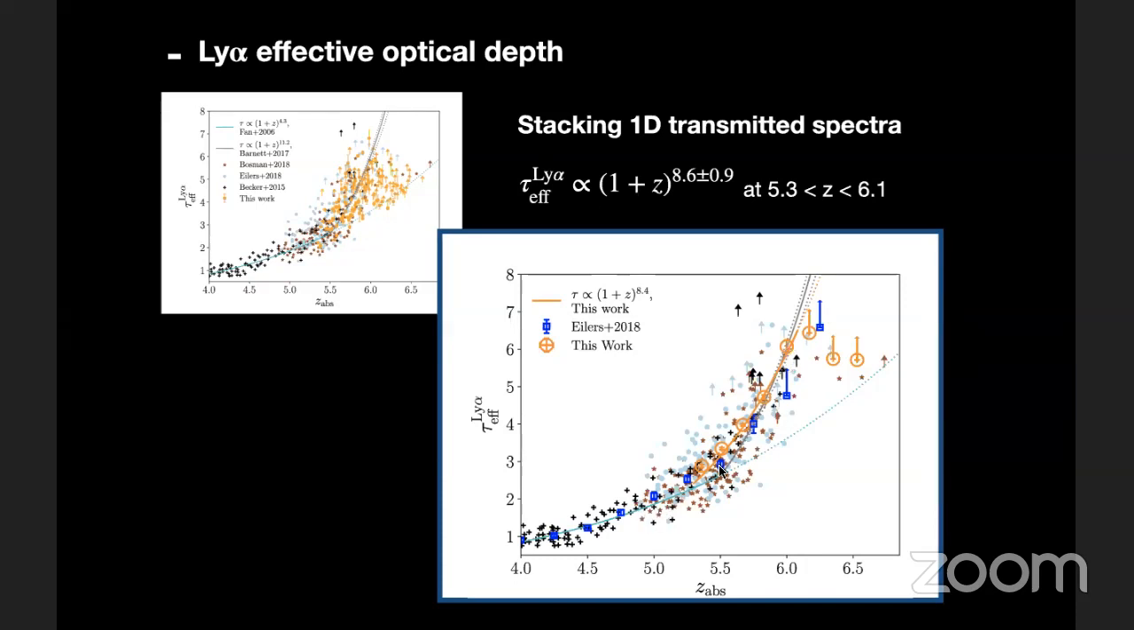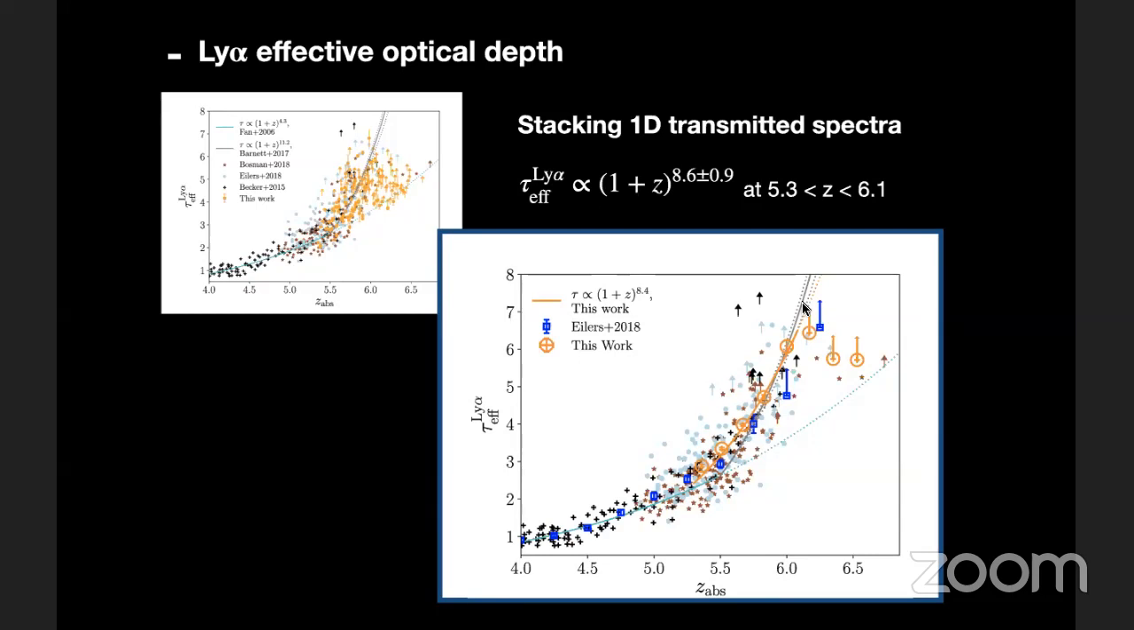Based on this measurement from the stacked spectrum, and also combining the result from Ehlers 2018, we get a best fit evolution model at redshift 5.3 to 6.1. This is the solid orange line here. We can see this one is consistent within uncertainty at redshift about 5.8 with the prediction of the green line. But at redshift higher than 6.1, we still just get the lower limit. This is affected by the high neutral fraction, where the Lyman alpha transition may be saturated.